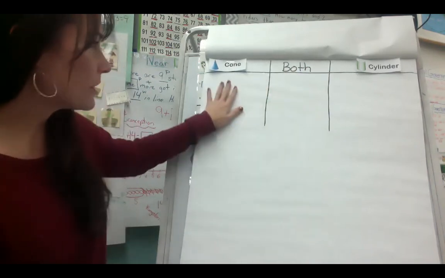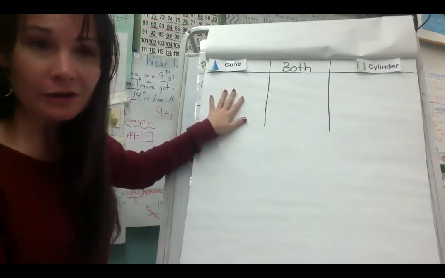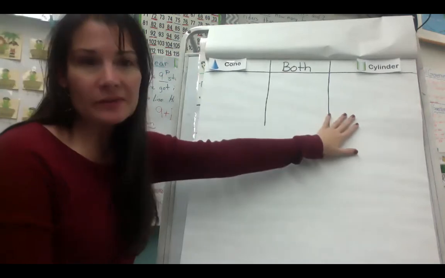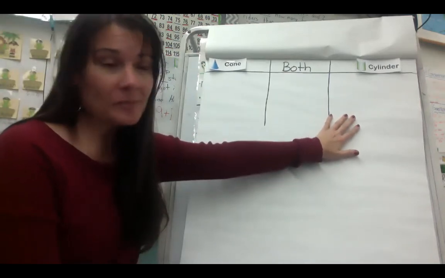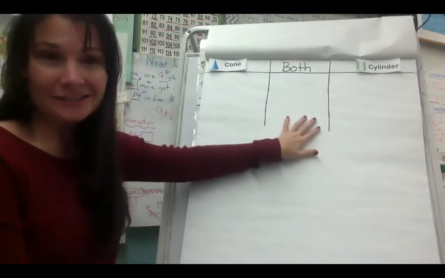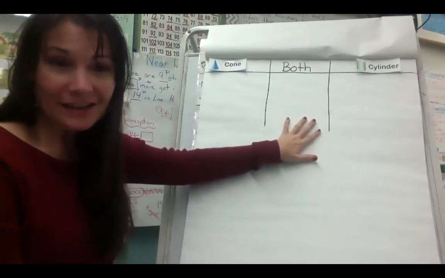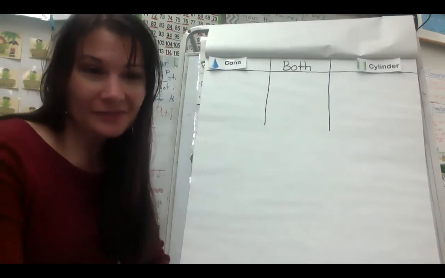Things that are just about the cone, we're going to put over here. Things that are just about the cylinder, we're going to put over here. And things that they have in common, we're going to put in here. Are you ready? Let's get started.